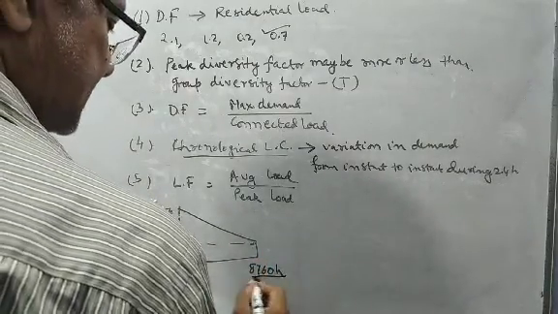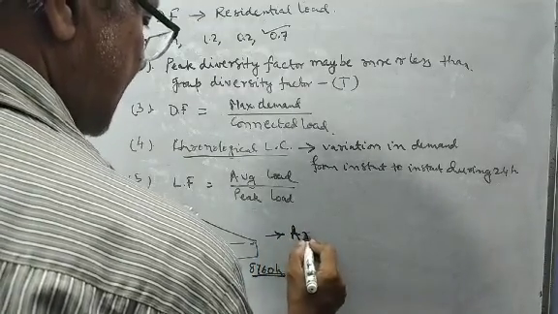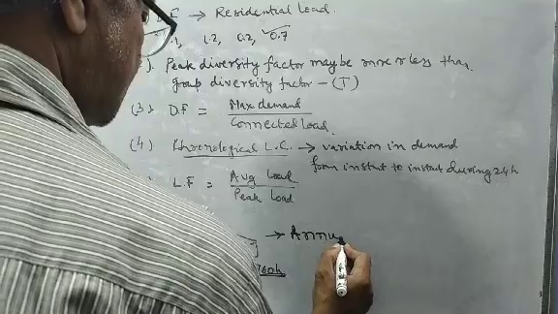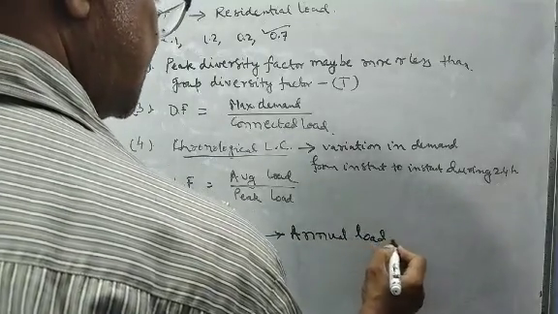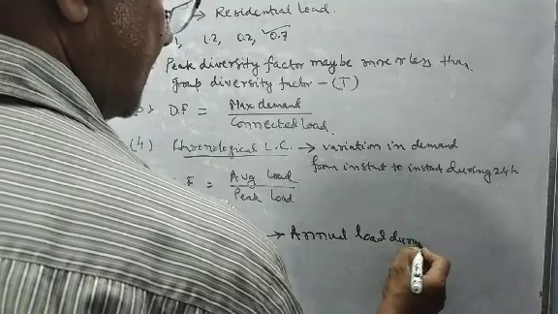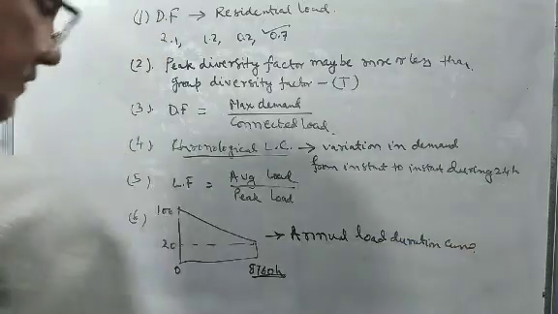Annual, so this is 365 days. So this curve tells you about the annual load duration curve. Annual load duration curve. Okay.